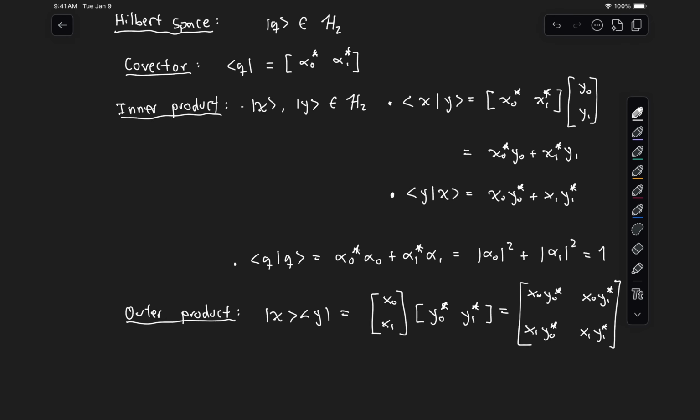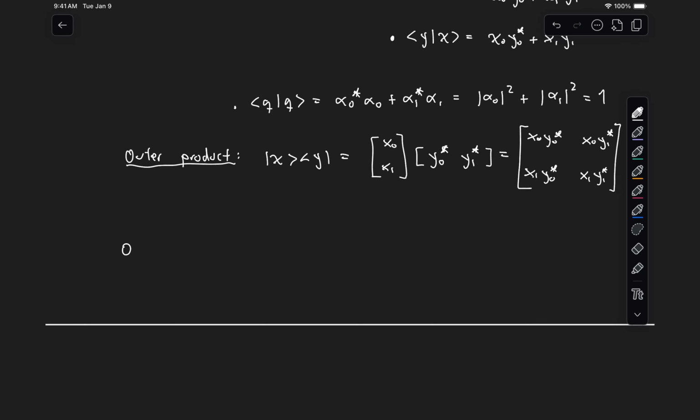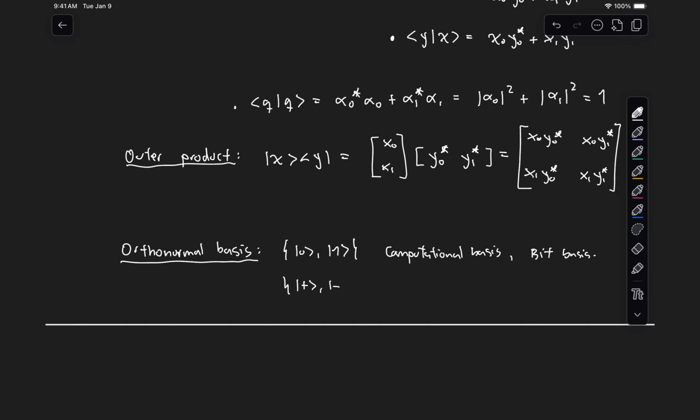And the last thing I want to discuss is the concept of an orthonormal basis. So an orthonormal basis is a set of vectors that we can use to represent any other vector in our Hilbert space as a linear combination of this basis. So for example, state 0 and state 1 form a basis, and we typically call this the computational basis or the bit basis. Another popular basis is the one composed by state plus and state minus.